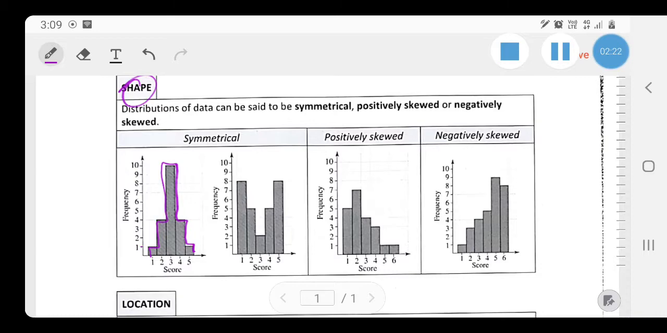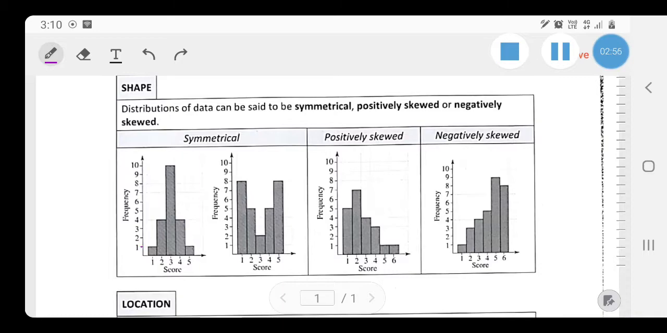So if someone asked you in a SAC, what is the shape of this graph? You would say symmetrical. Or even if one of these bars was a little bit higher, we would still say that is roughly or approximately symmetrical. These cases that I'm showing you today are all pretty perfect, but in the real world, you don't get perfection like that. So you would say approximately symmetrical. But this one here is exactly symmetrical.